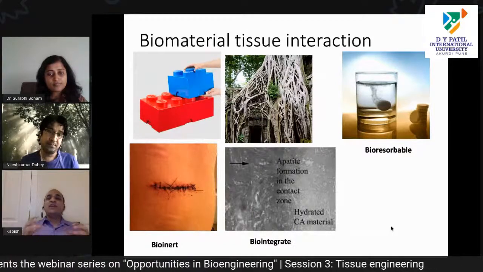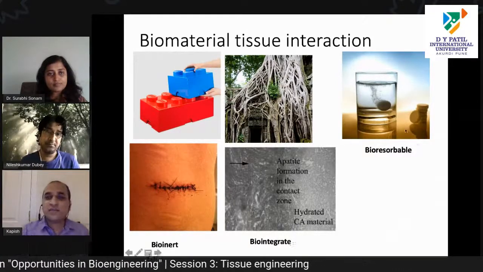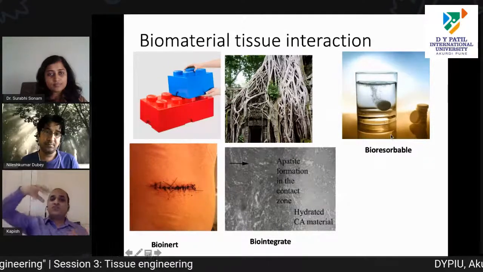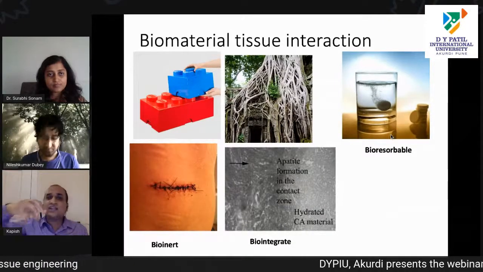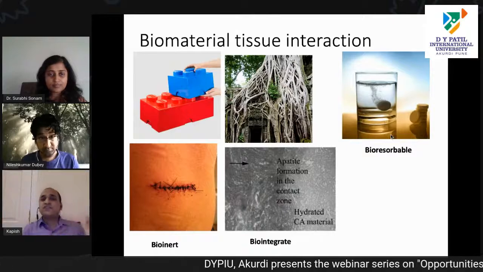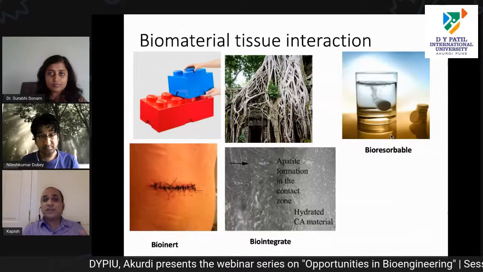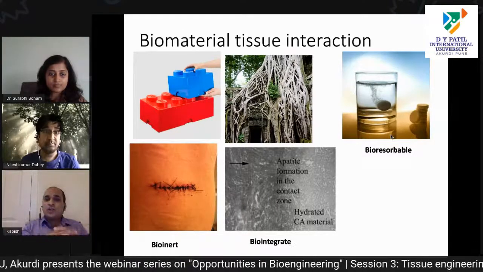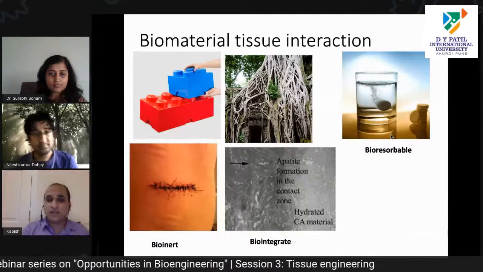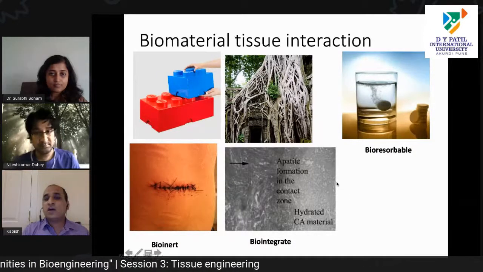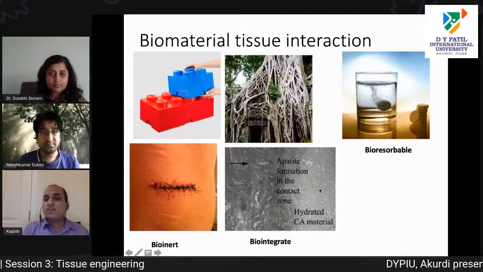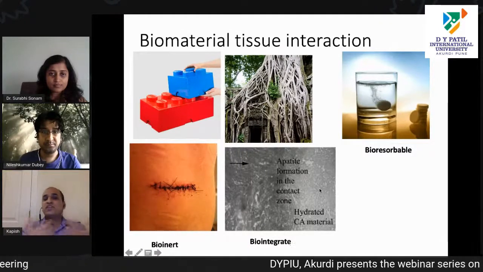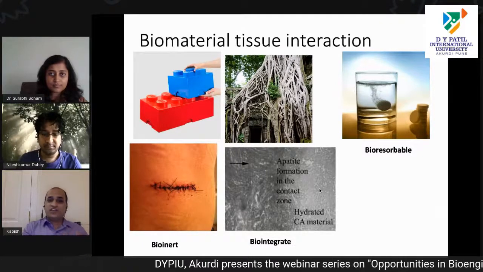The second could be an integration function. Here, if you see this image on the top, you see that the tree and the building have been integrated. You can still differentiate what is a tree and what is the building, but they have integrated so well together that they function as the same unit. And below, you see a picture where a biomaterial as well as bone have integrated with each other.